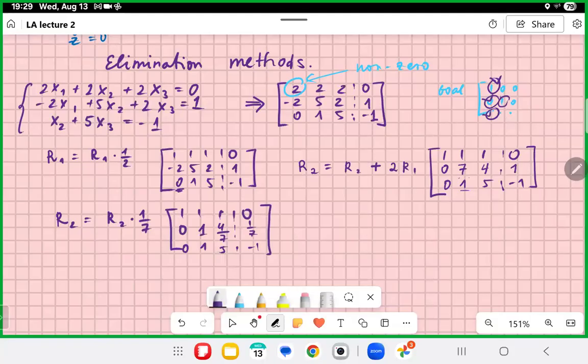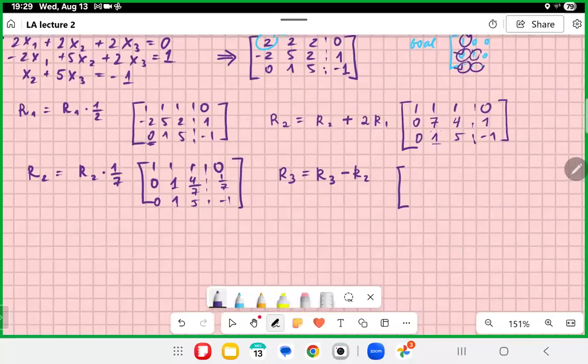Next step is going to get 0 below it. What should I do? Well, I see that I have 1, and if I take my row number 2 and subtract it from row number 3, I'm going to turn this 1 into 0. So I'm going to write down row number 3 equals row number 3 minus row number 2. What result am I going to have if I do this operation? Again, I'm copying row number 1. Row number 2.